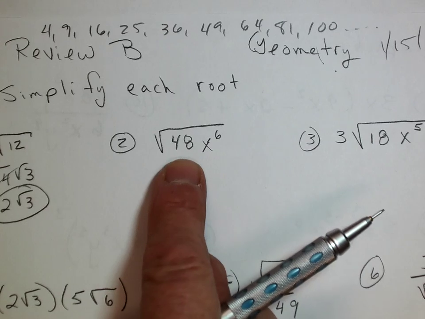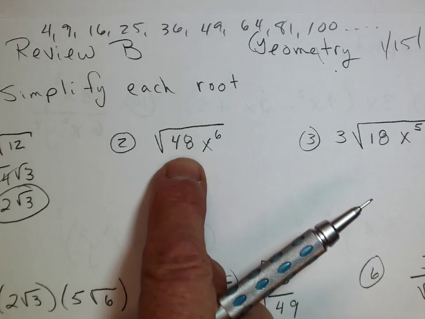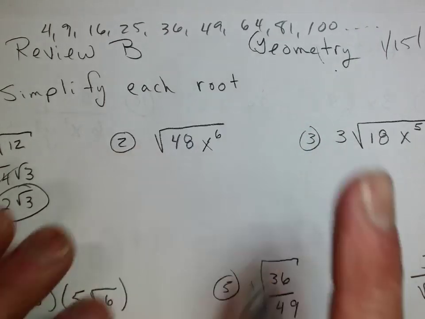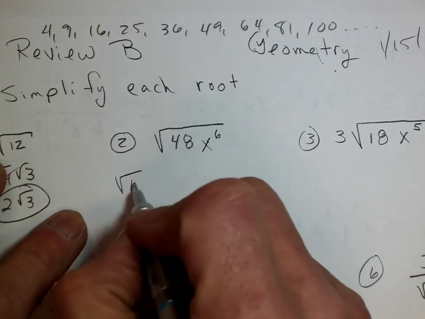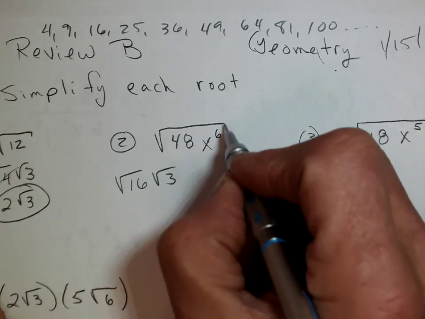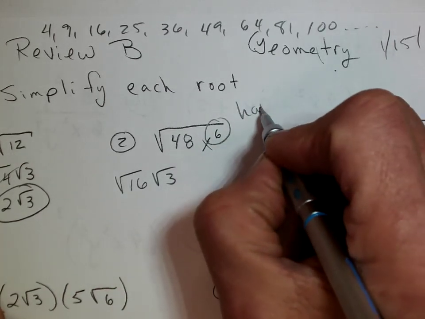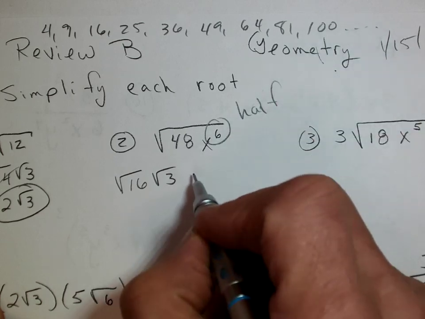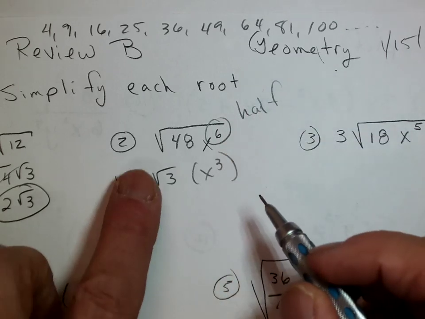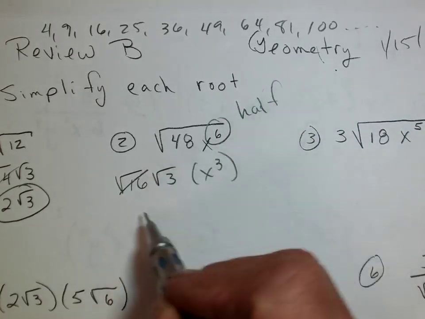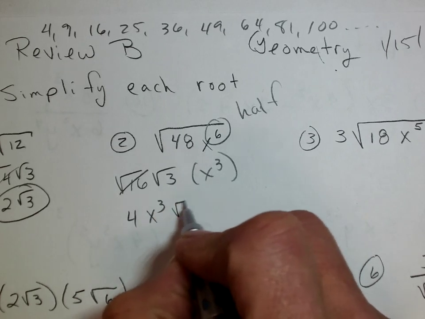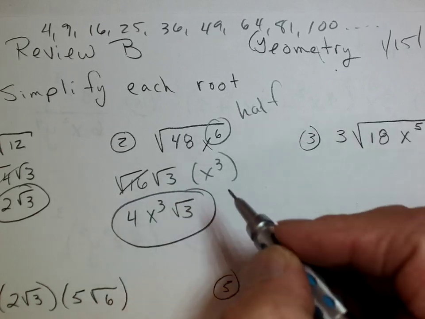Number 2, 48. Now there's a lot. You can do 4 and 12. 4 and 12 will work, but 16 and 3 is better because it gets you the answer quicker. I'm going to go 16 and 3 because 16 times 3 is 48. I'm going to take half my exponent. I'm going to get an x to the third. Square root of 16 is 4. x to the third, square root of 3. That's all we got to do.